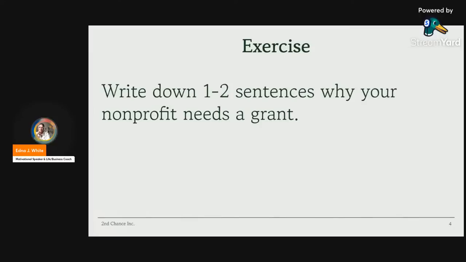Remember, take 3 minutes to reflect and journal. Why do you want a grant? What would it help you do?